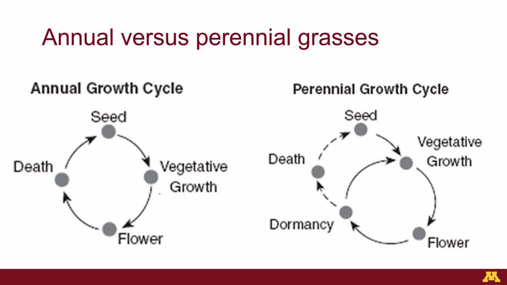Annuals complete their life cycle, from seed to flowering and death, in one growing season, while perennials grow for 3 or more years. The first circular diagram demonstrates the annual growth cycle of seed, vegetative growth, flowering, followed by death, to be started again in the spring with seed. The second diagram shows a perennial's growth cycle from seed, vegetative growth, flowering, dormancy, then back to vegetative growth the following year.